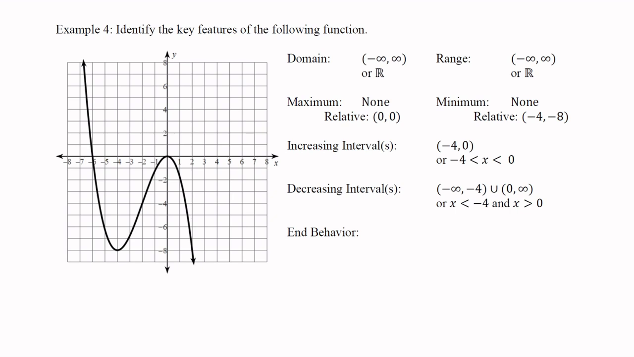Our end behavior, we're going to start on the right side. As x approaches infinity, since the arrow is pointing down, f(x) goes to negative infinity. And as x approaches negative infinity on the left, the arrow is pointing up, so f(x) goes to infinity.